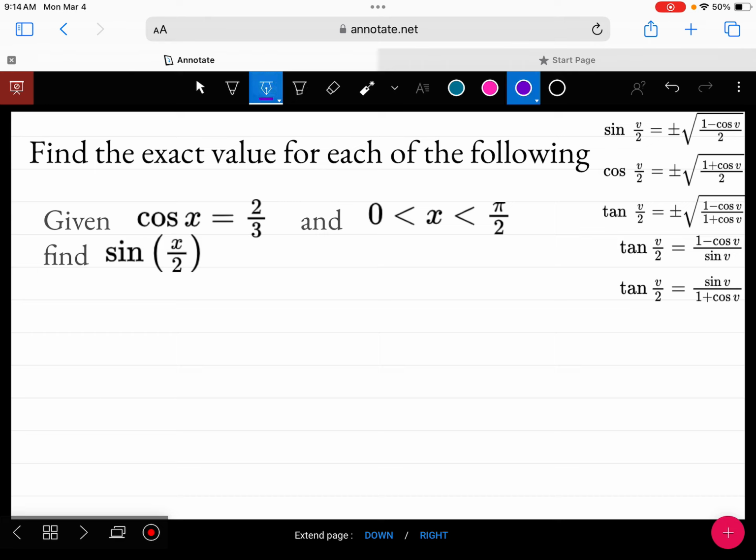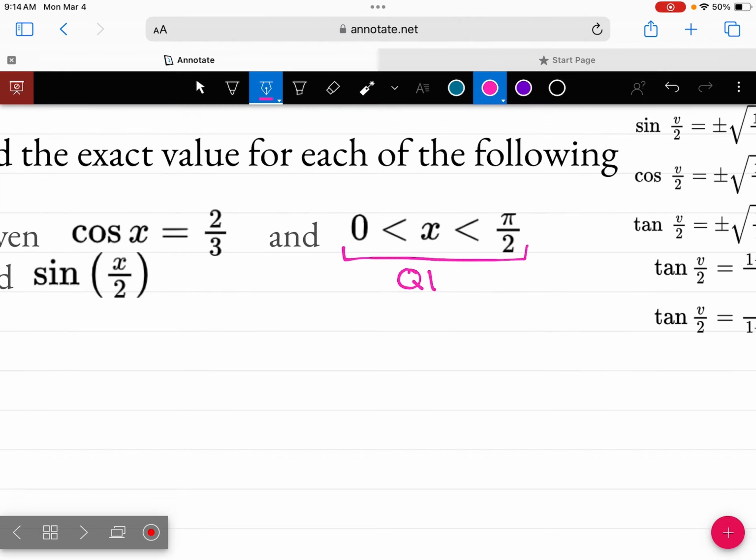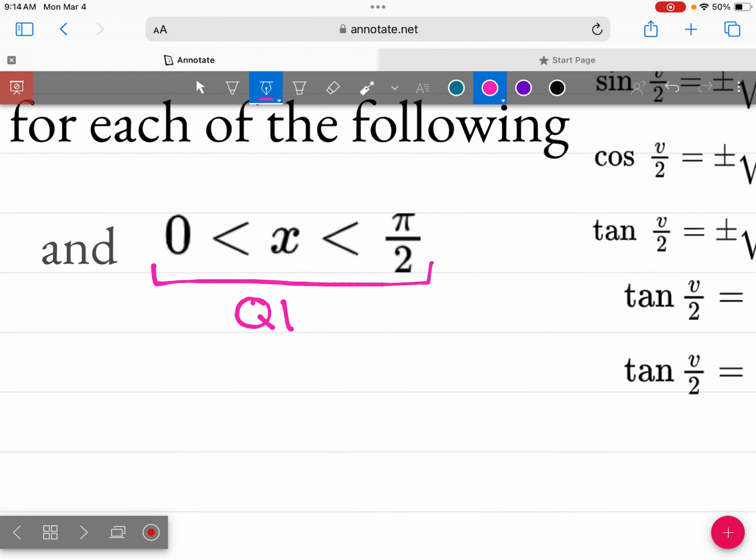First things first, what quadrant are we in? 1. This tells me we're in quadrant 1. Which means, are our values going to be positive or negative? Everybody's positive in quadrant 1. All are going to be positive. So we don't have to worry about plus or minus. Everything's going to be positive.